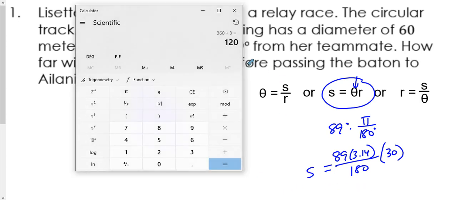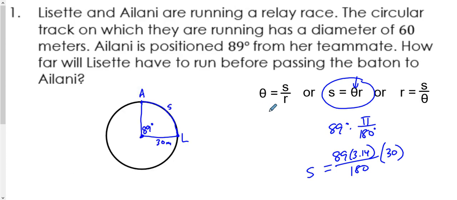All right, so we get our calculator out: 89 times 3.14 divided by 180, and then times 30. So that means she's going to end up having to run 46 point, let's say 6. She's going to end up running 46.6, and the original measure was in meters. So that's how far she needs to run in order to pass off the baton to Alani.